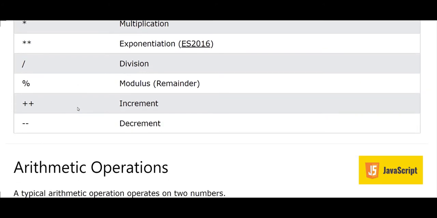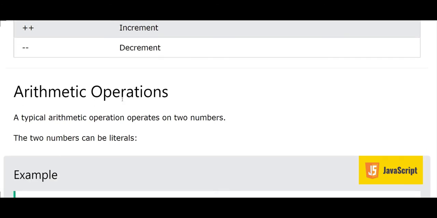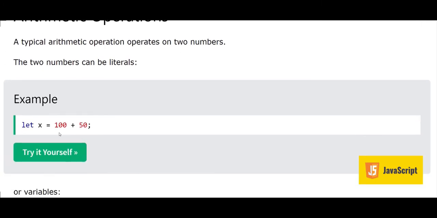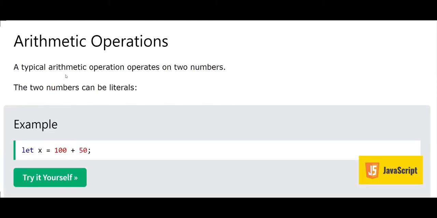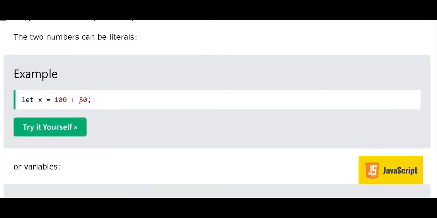Let's continue. A typical arithmetic operation operates on two numbers, right? So we have two numbers, for example, and we are adding them. This addition symbol here is an arithmetic operator. And what does it do? It performs the arithmetic operation, adds them and assigns the result to this variable x.